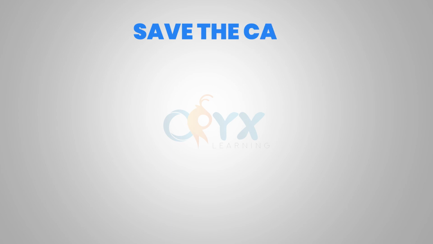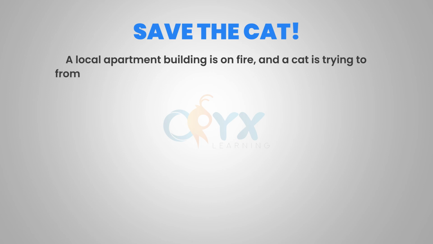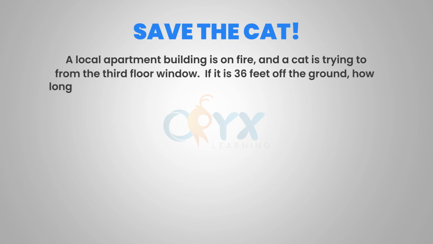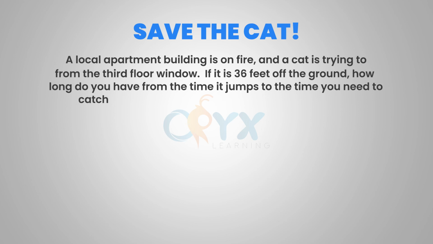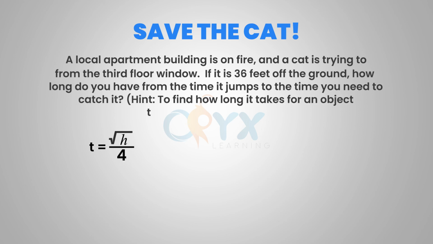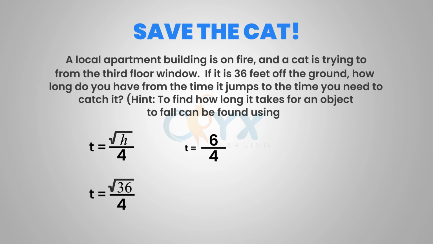So back to our local apartment. Our local apartment building is on fire and a cat is trying to escape from the third floor window. If it is 36 feet off the ground, how long do we have from the time it jumps to the time we need to catch it? We can use the formula t equals the square root of h over 4, which if we put our 36 feet in, the square root of 36 over 4, the square root of 36 is 6, and 6 over 4 reduces to 3 over 2. So we will have approximately 1.5 seconds to catch our falling cat.